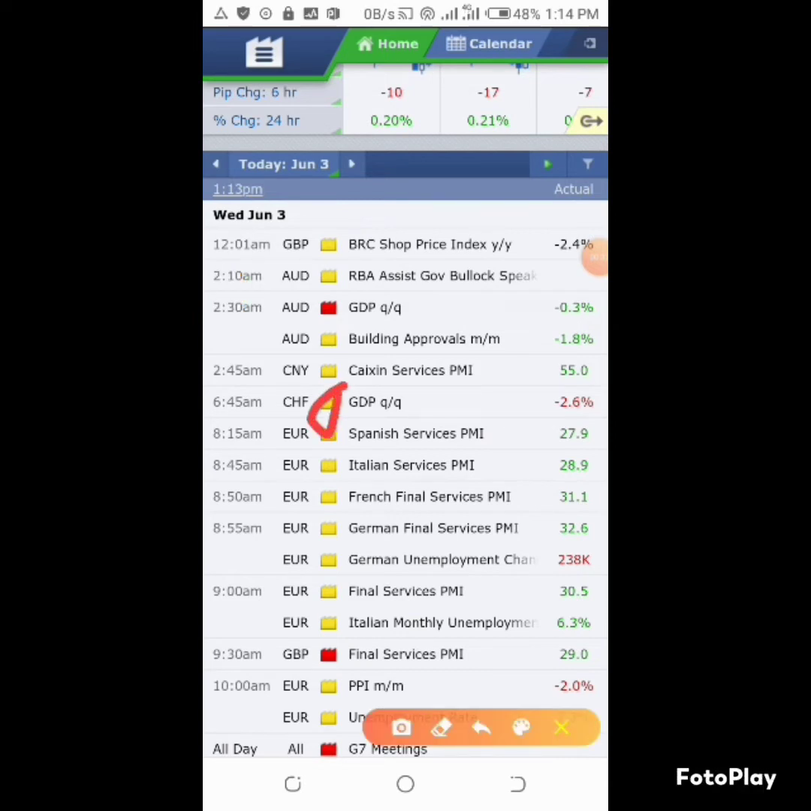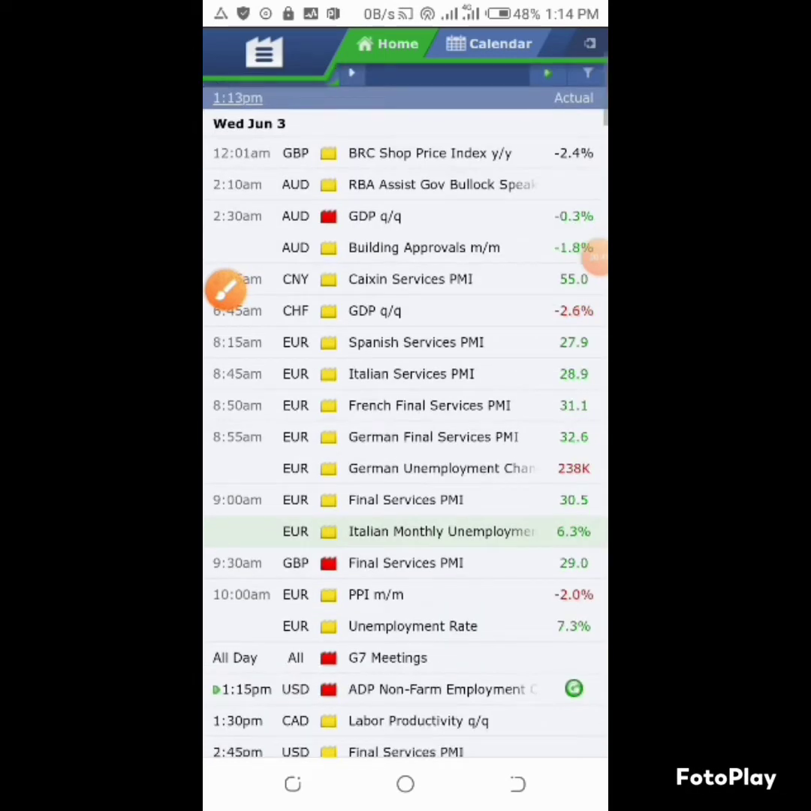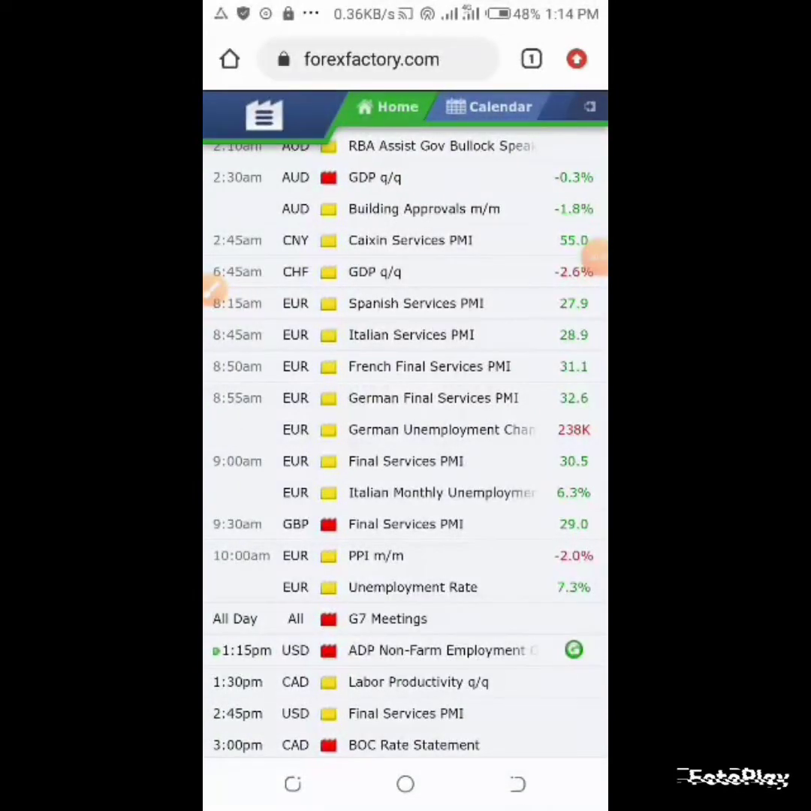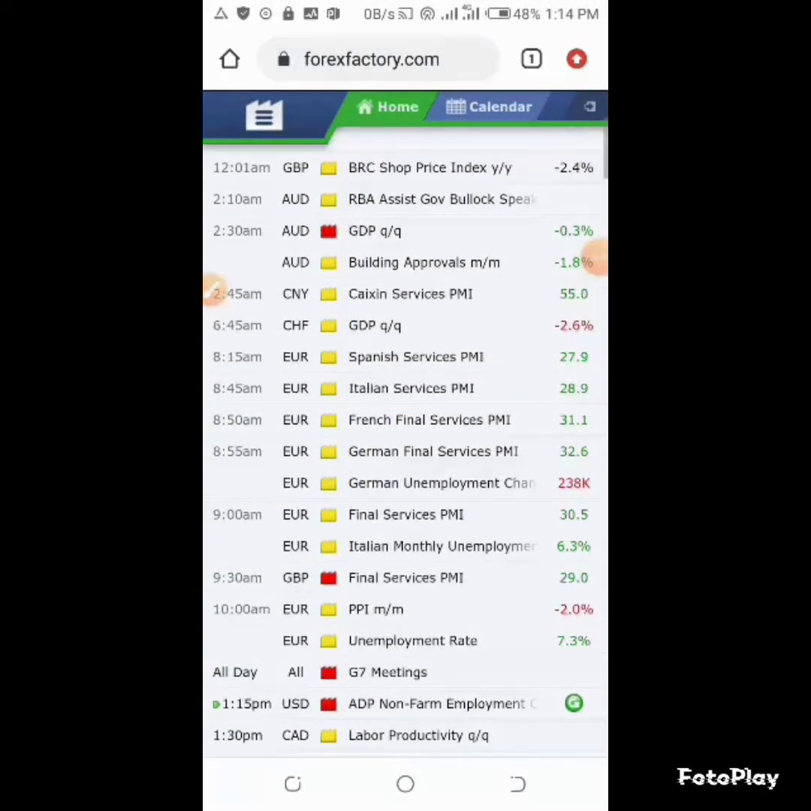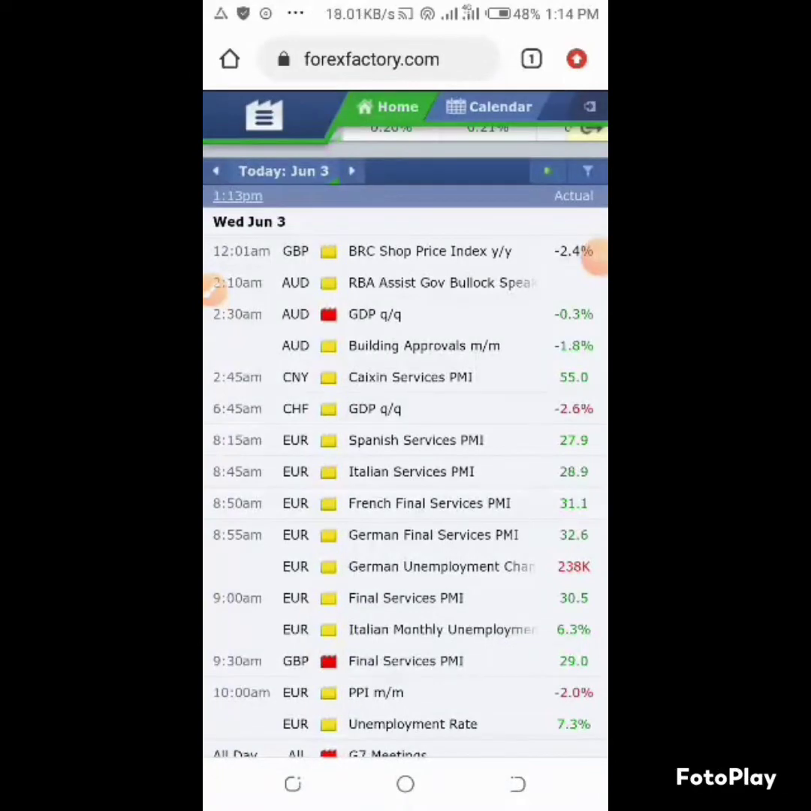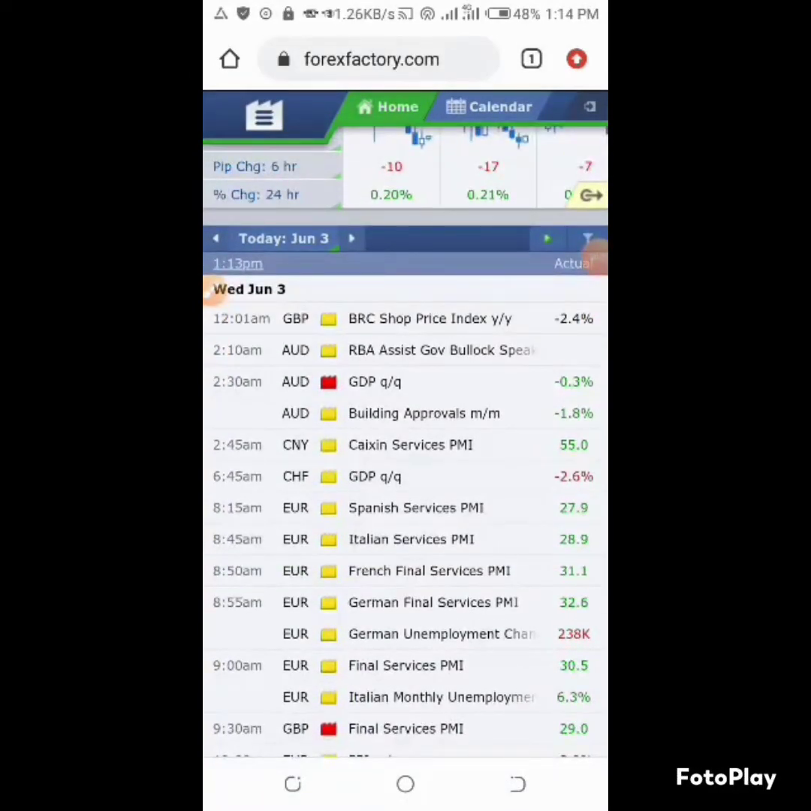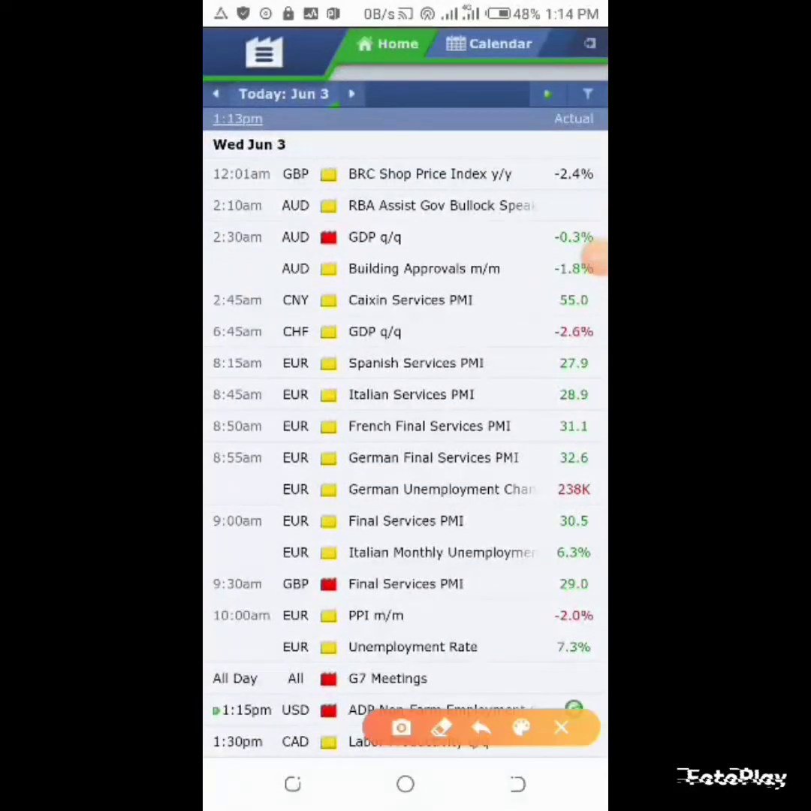This one with the yellow folders are the low impact news, and then the medium impact news usually comes with the brown folder. Currently it is down here. That is the first thing you need to know about forexfactory.com. And these are different news.